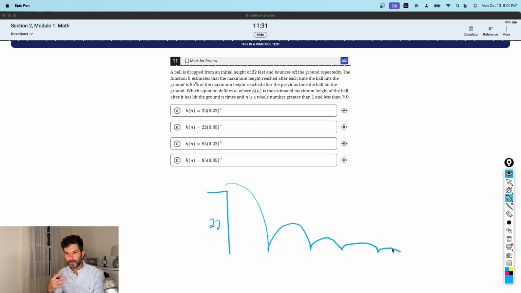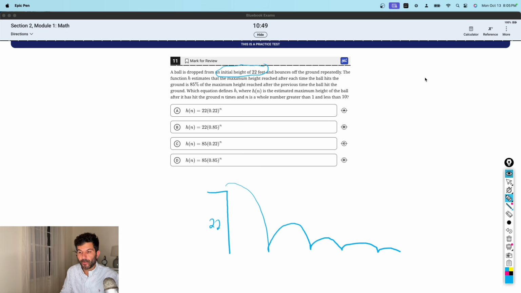So already that's a mouthful. If you're reading this, you're trying to fight yourself from zoning out, because you can see it's a paragraph, it's got a lot of sentences, but we want to take from that already a couple things. Number one, the initial height of 22 feet. So we start at 22 feet. The other important piece of information is that every time the ball bounces, it reaches a height that is 85% of its previous height. Which equation defines h where h of n is the estimated maximum height of the ball after it has hit the ground n times, and n is a whole number greater than 1 and less than 10?